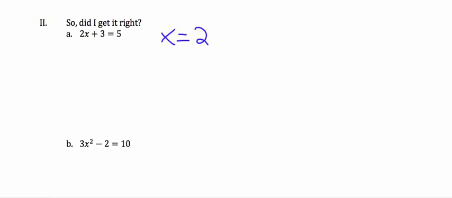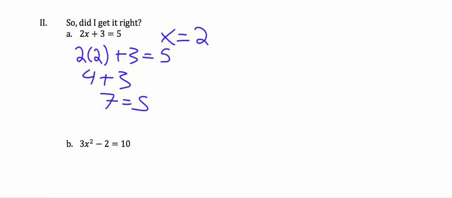Hopefully you paused and figured out that I was wrong. Because if we plug this back in for x, order of operations says we need to multiply before we add. And then when we add, we get 7 equals 5. Since 7 does not equal 5, x can't be 2. X is actually 1.